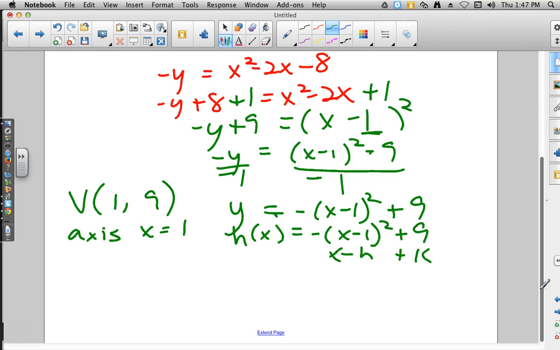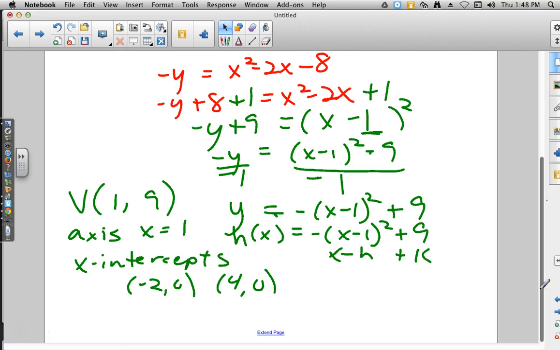And then we certainly could find a few points that are on this. I know the book went ahead and gave you the x-intercepts. So you could always graph it and then from there see what you have. So the x-intercepts are at x equals negative 2. So I'll just write that as the ordered pair: (negative 2, 0) and (4, 0).